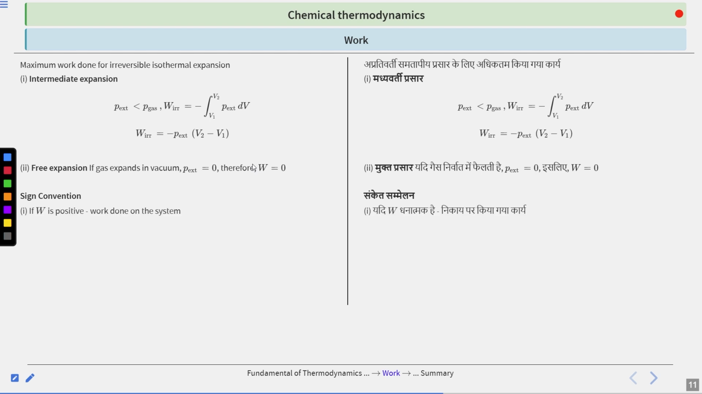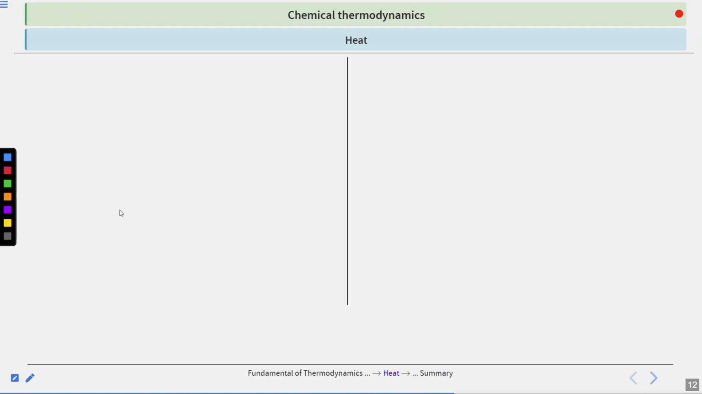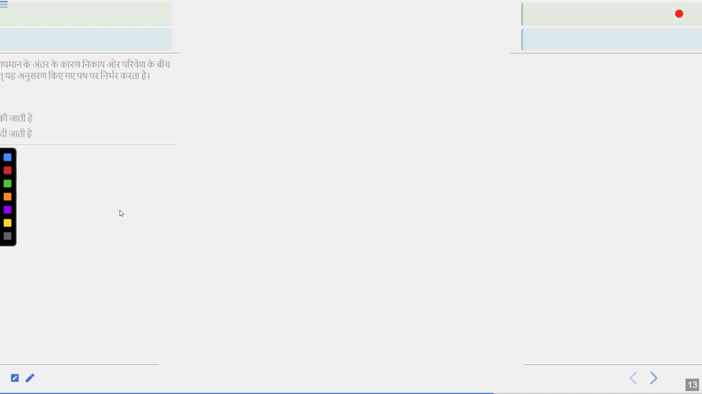Next is sign convention. If work is done on the system, it is positive. If it is done by the system, it is negative. Clear? After that, we have heat. So what is heat? It is basically a form of energy only. We are supplying energy from outside into the system, and that is defined as heat. Now it is also an extensive function because it depends upon the amount of matter taken. Our sign convention: if heat is supplied, then it is positive. If heat is lost, then it is negative.